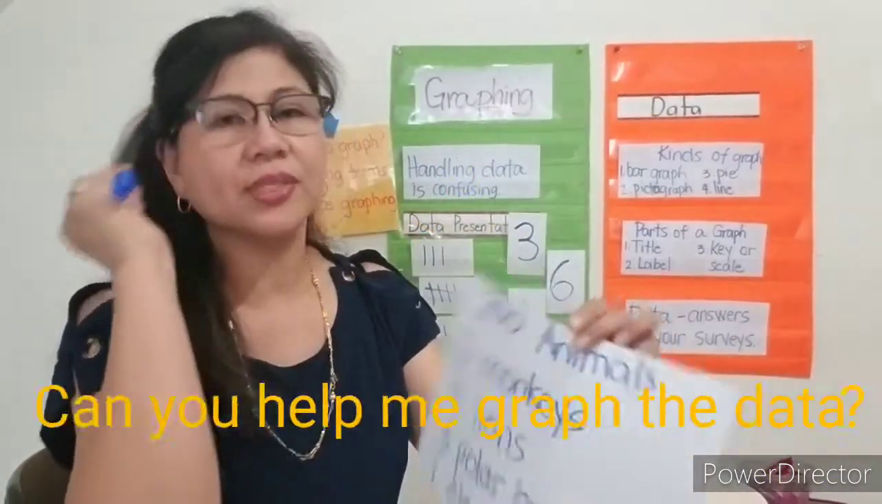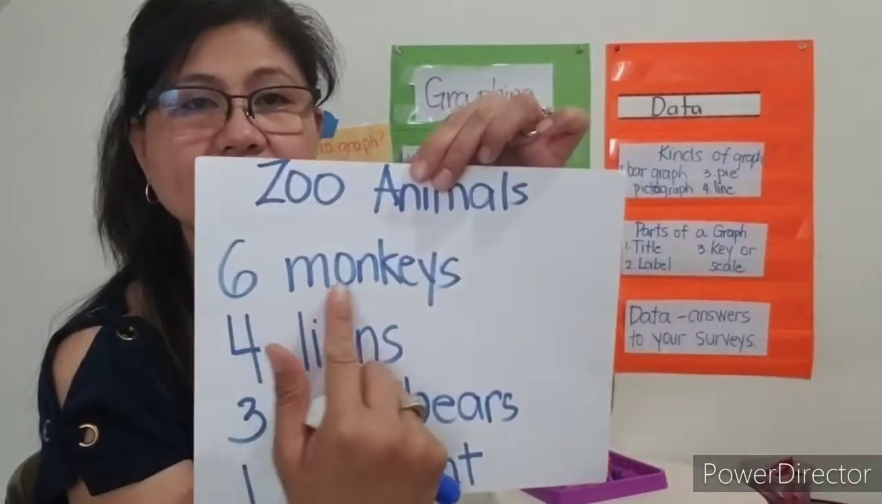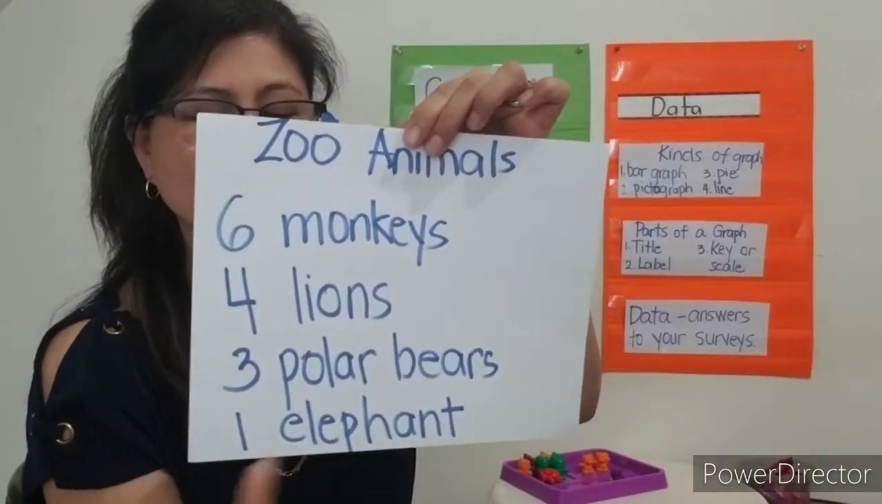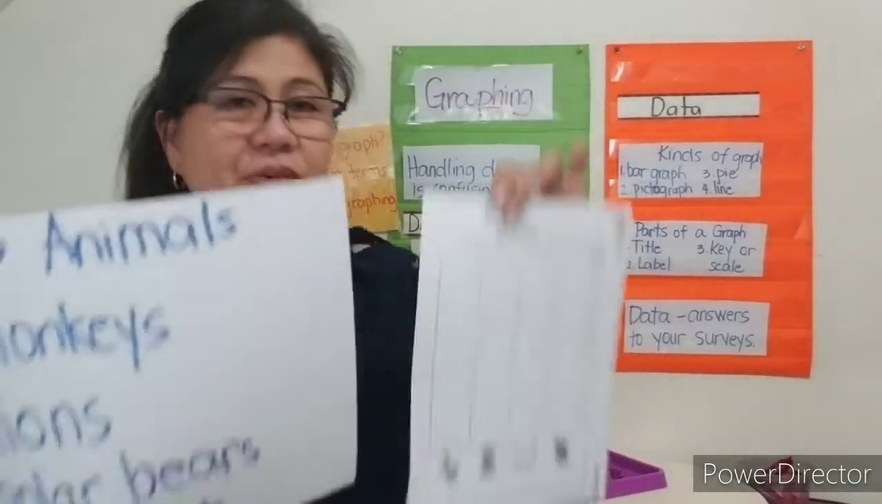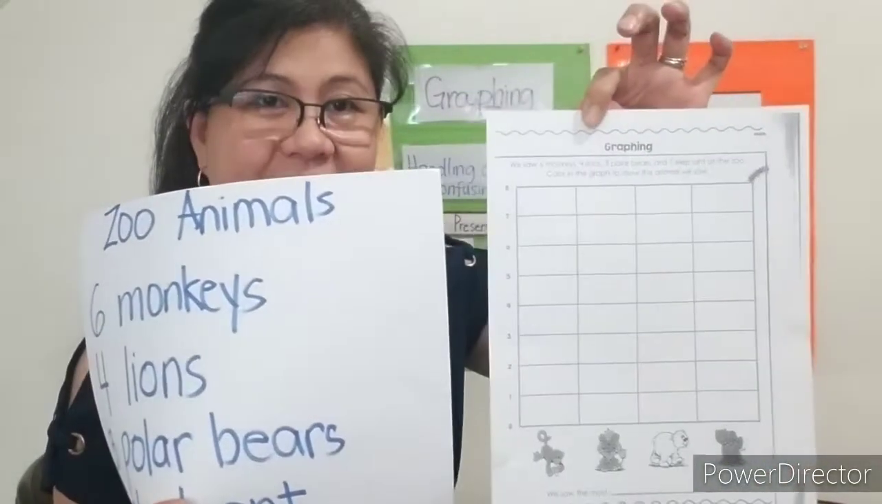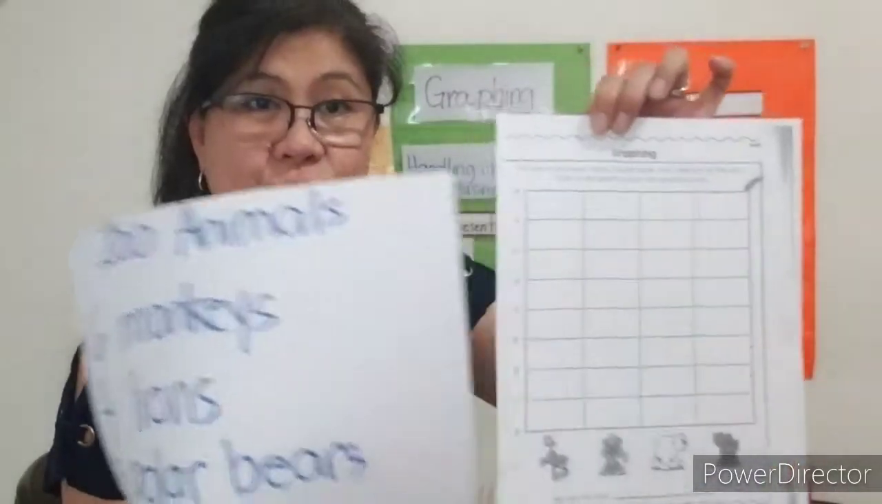All you need to do is put the data in your graph. In the zoo, I found 6 monkeys, 4 lions, 3 polar bears, and 1 elephant. If you graph your data, what will your graph look like? Okay, so this will be a graph of zoo animals. That's going to be your title, and this is the key.